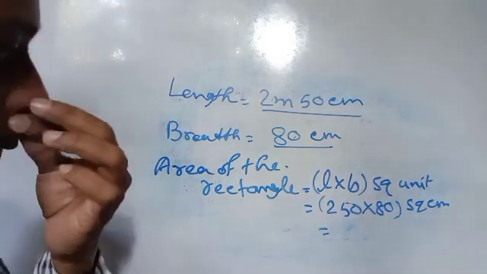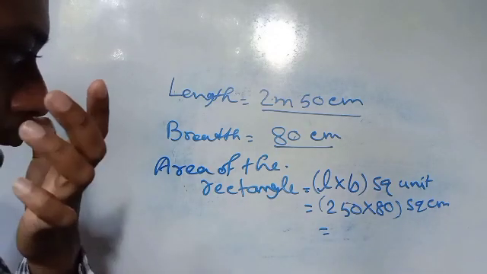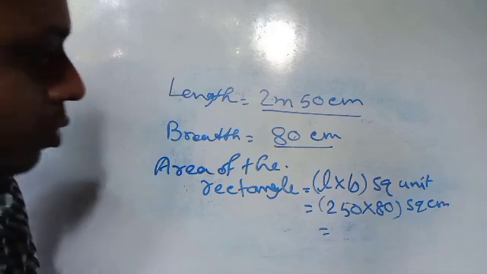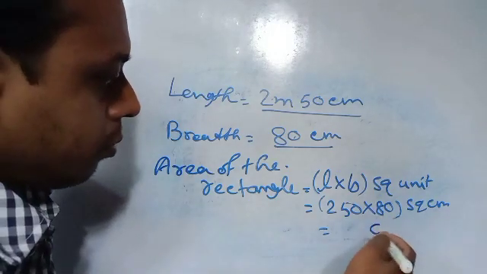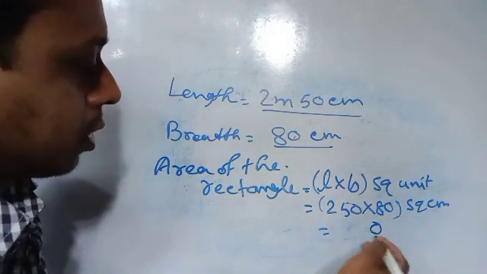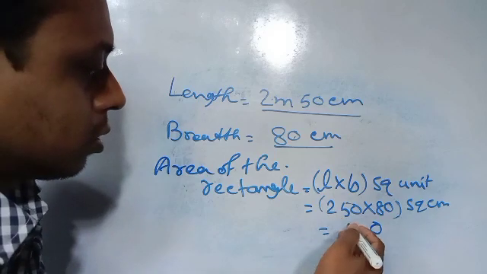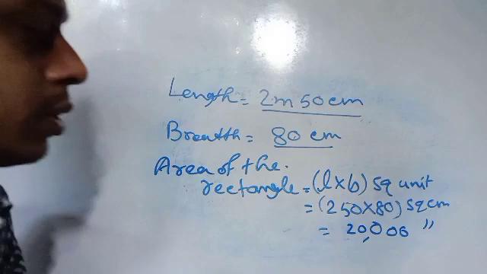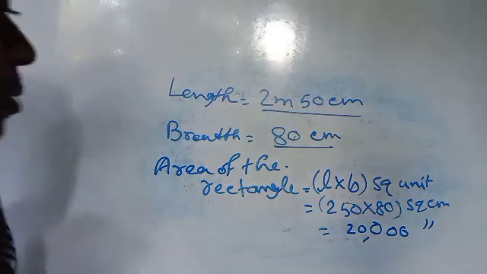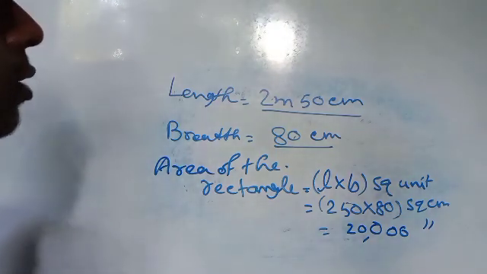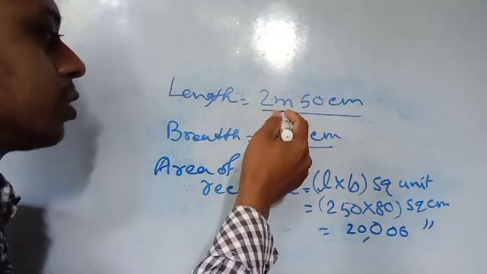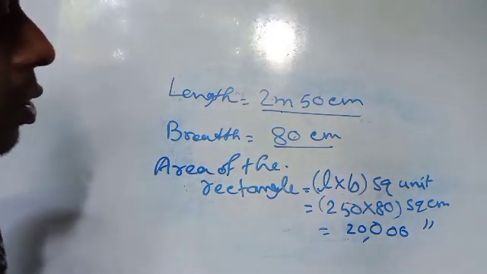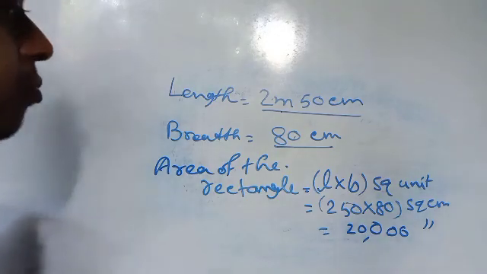250 and 80, if you multiply, what will you get? 45 8 is 40, 16, 20, 200 and 20. So 20,000 square centimeter. So this is the way to find the area if length is given in terms of meter and centimeter and breadth is given only in terms of centimeter. So you have to do it this way.